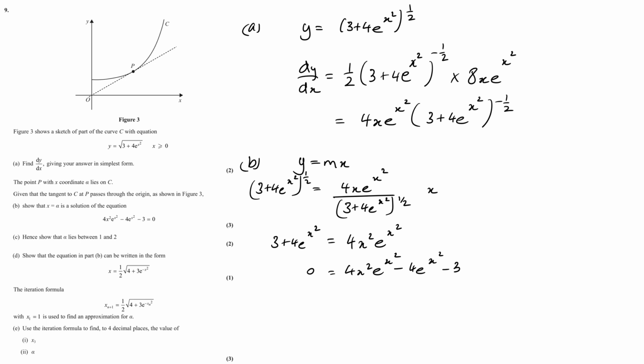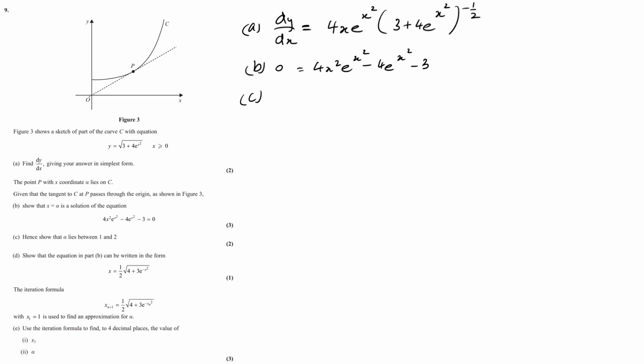Okay, so that is the key to part B. If you couldn't get part B, you'd still be able to go on into C and D and so on. Part C is pretty easy. Hence show that alpha lies between 1 and 2. So substitute 1 in. So we get 4 times 1 squared e to the 1 squared minus 4e to the 1 squared minus 3, and that equals minus 3, and then substitute in 2, so we get this.